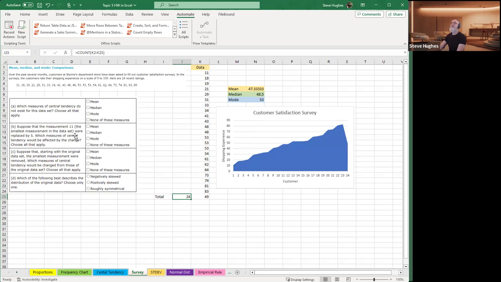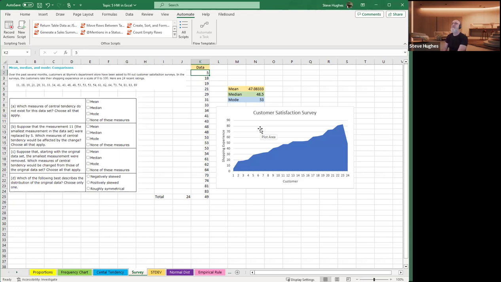It says suppose the measurement 11, the smallest measure of the data set, were replaced by 5. What would happen? All right, take a look, guys. Put in 5. Does the median and the mode change? Watch. No, the median doesn't change. It's 48.5 still. The mode doesn't change. It's 53. Why? Because that 5 doesn't change the number in the middle, nor does it change the number that appears the most often. It only affects the average, right? Okay, so that's that one.